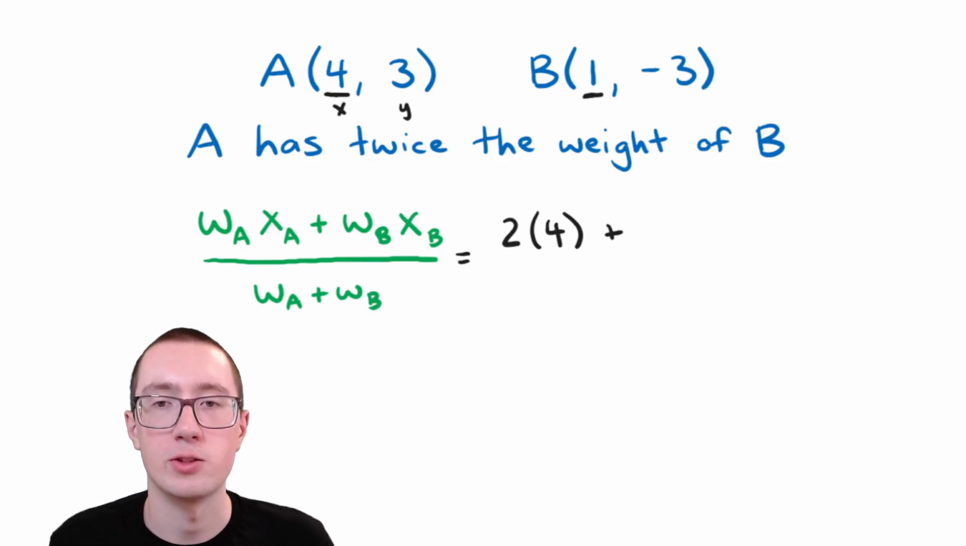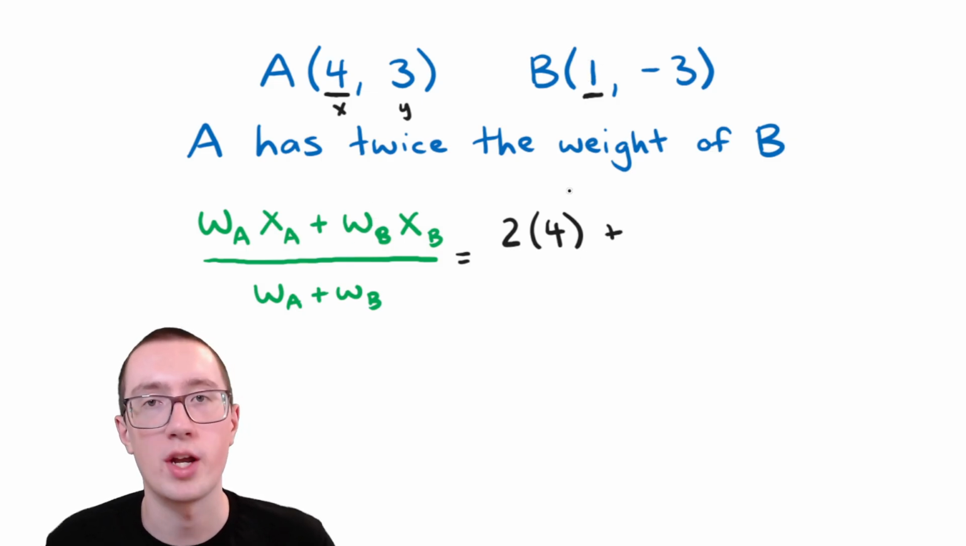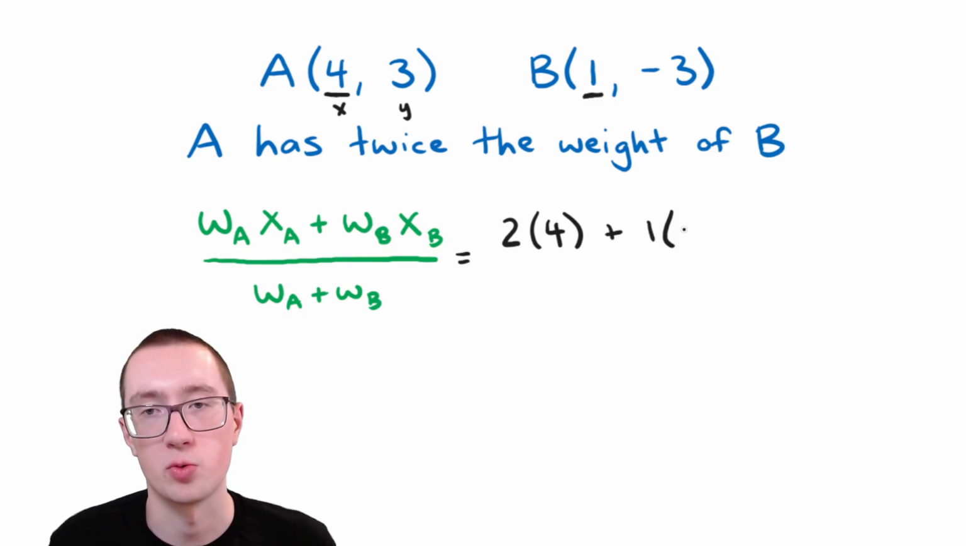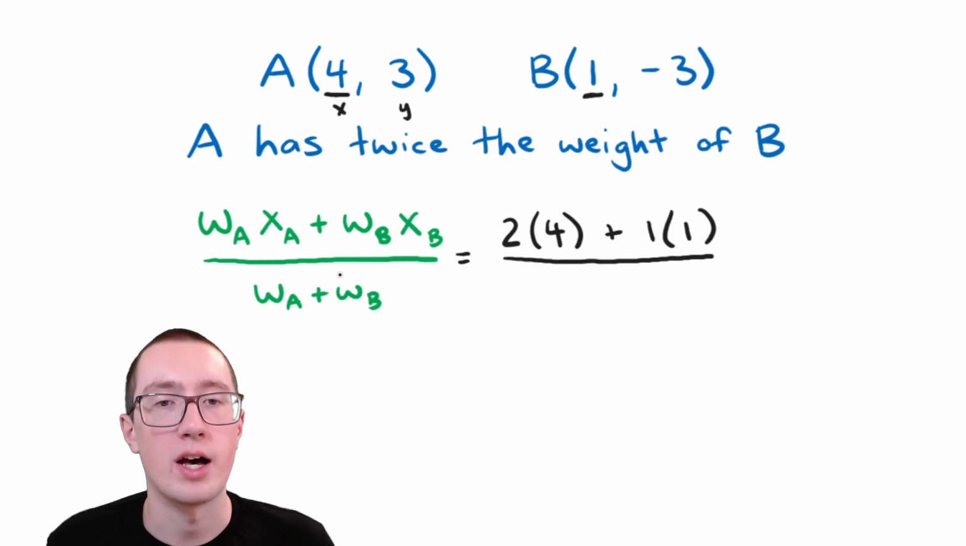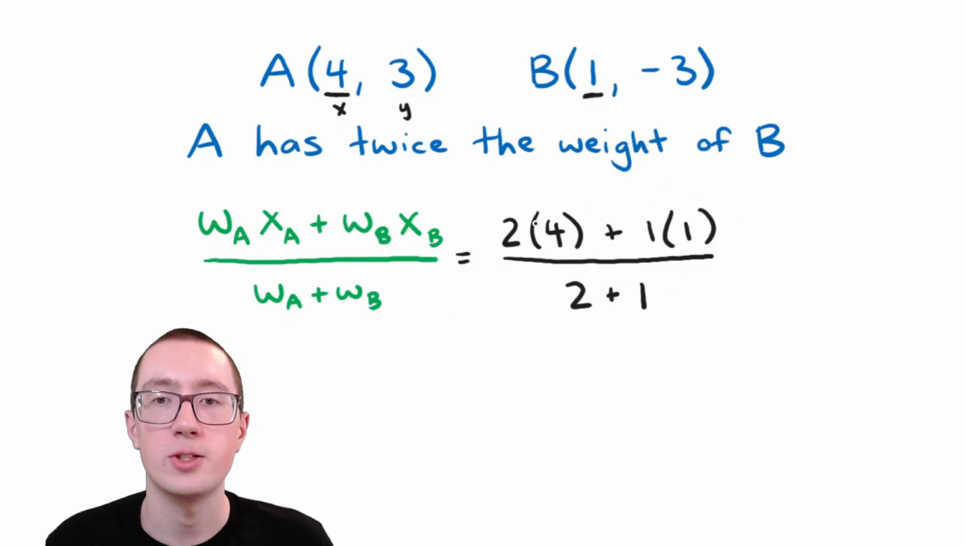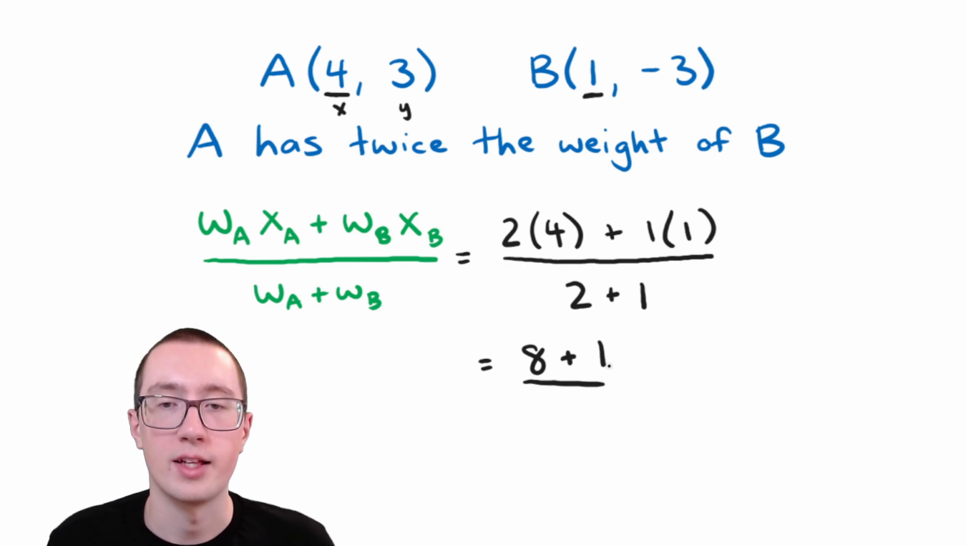And then we're adding it to the X of B, which is 1, times its weight, which is also 1. So 1 times 1. And then we're dividing it by the total weights, the weight of A plus the weight of B. The weight of A was 2, and the weight of B was 1. So now let's just go ahead and simplify what we have here. So 2 times 4 is 8, plus 1 times 1, which is 1. And that's going to be over 2 plus 1, which is 3.